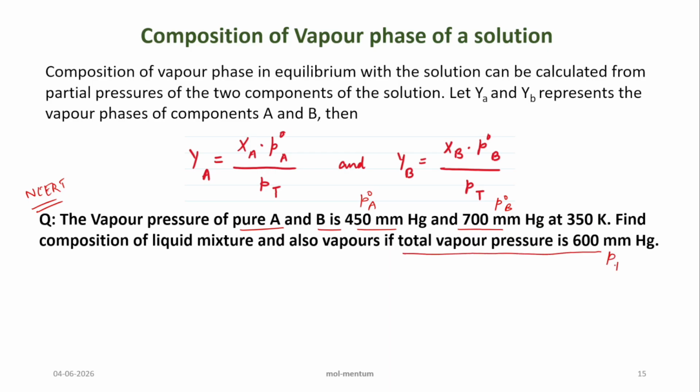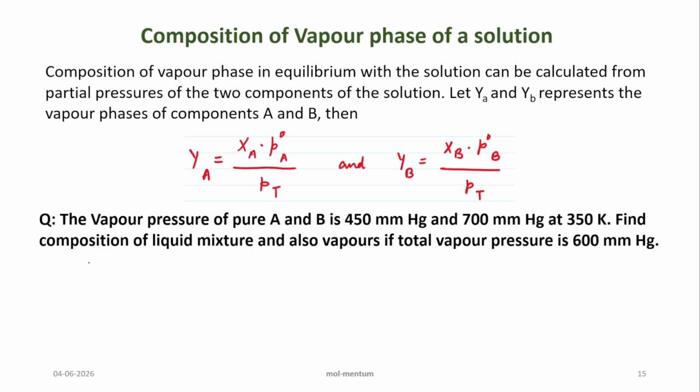Total vapor pressure PT is also given. So we have to calculate this composition. We know PA, we know PT, we know P naught B. We have to calculate basically chi A and chi B, that means the mole fraction of A and B. So how can we calculate?